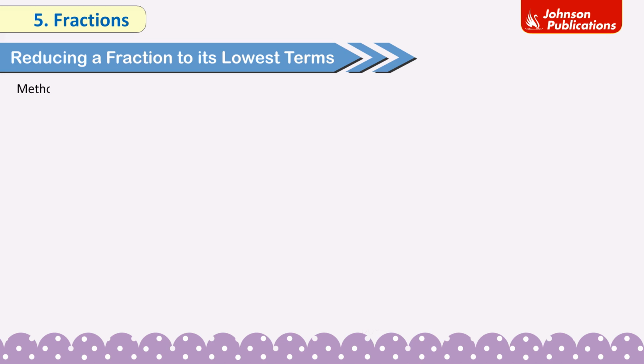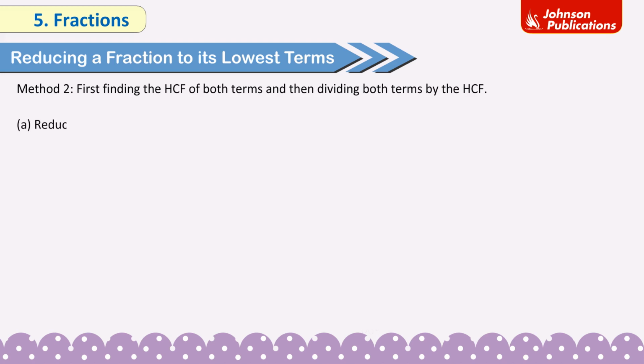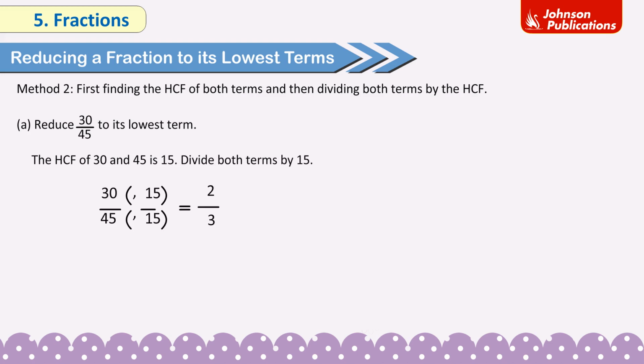Method 2. First finding the HCF of both terms and then dividing both terms by the HCF. A. Reduce 30 by 45 to its lowest term. The HCF of 30 and 45 is 15. Divide both terms by 15. 30 divided by 15 by 45 divided by 15 is equal to 2 by 3.